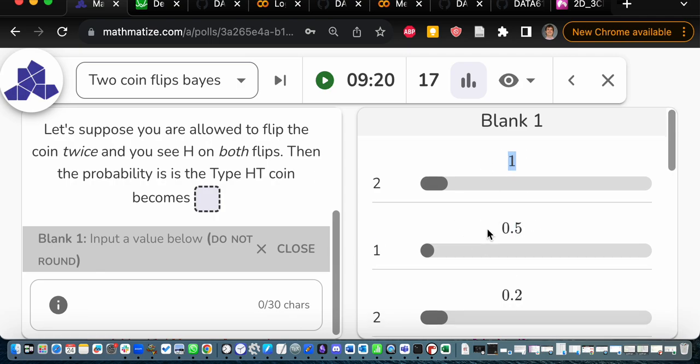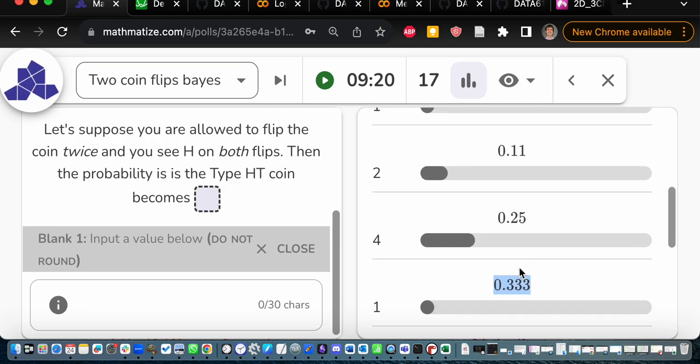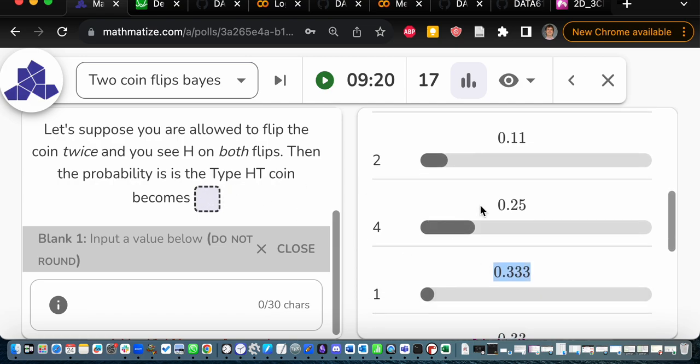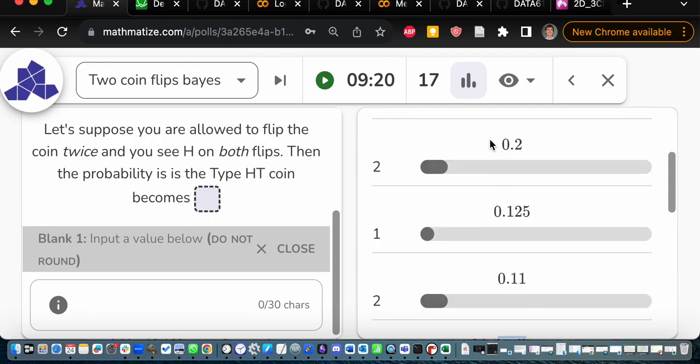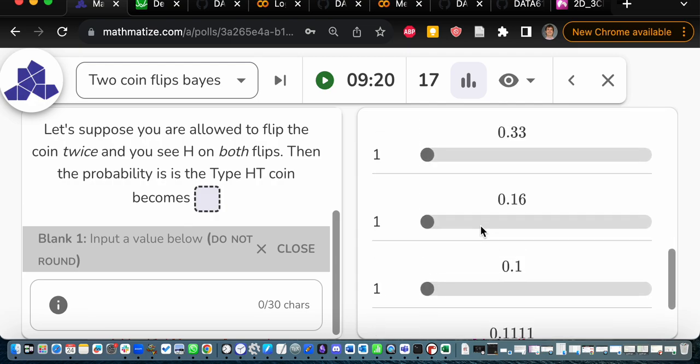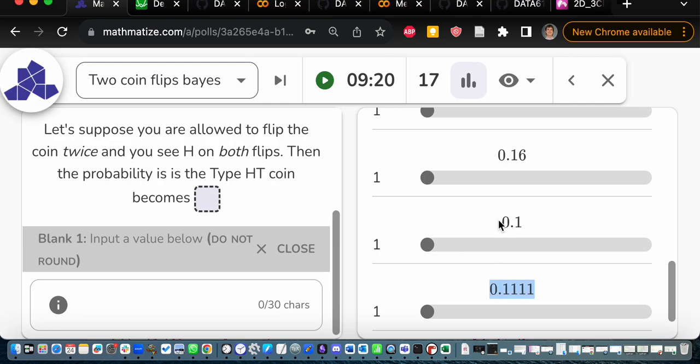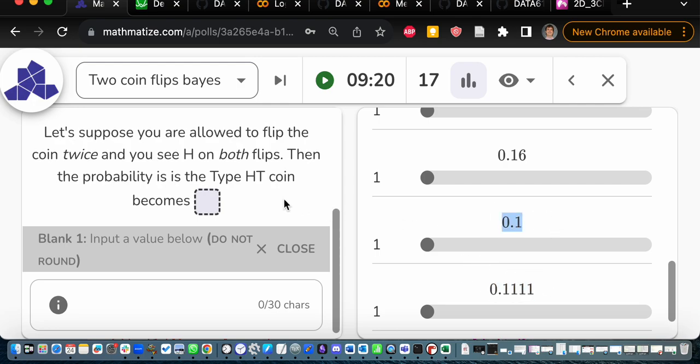0.5 is definitely wrong. 1 is definitely wrong. 0.33 is also definitely wrong. It definitely needs to go down. So 0.25 is a reasonable guess. 0.2 is a reasonable guess. 0.125, these are all reasonable guesses. 0.11, 0.1.